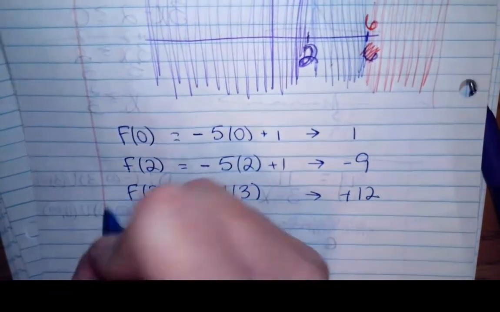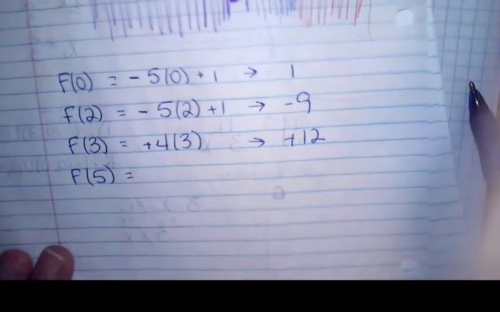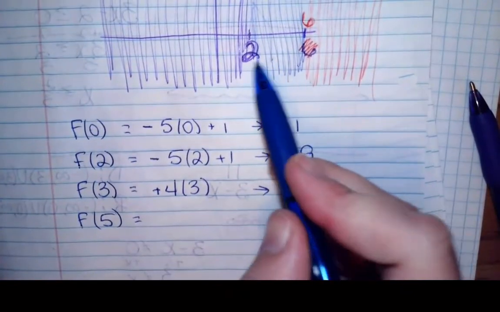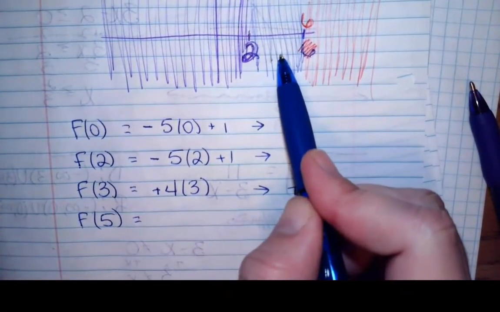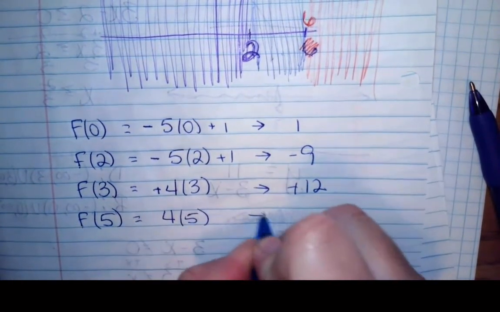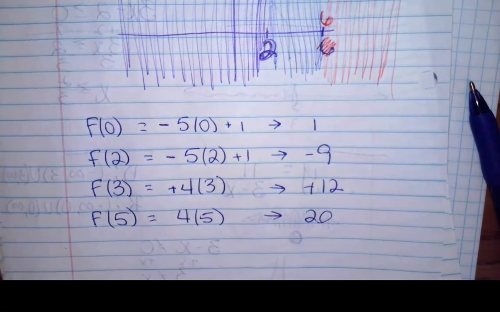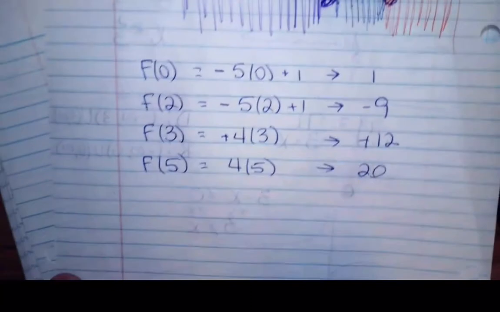All right, so f of 5 needs to be, what territory am I in? 5 is between 2 and 6, so I'm in blue territory again. So it is a positive 4 times 5, which gives me 20. So you're finding points that satisfy the pieces of the piecewise function.